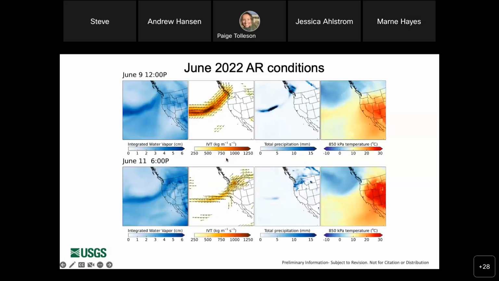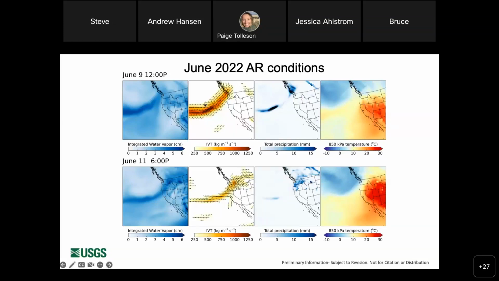So I took out a few snapshots of these conditions just to give you an idea further into what the conditions are. What I'm showing here on the left is integrated water vapor, the video I just showed. This is actually integrated vapor transport that I was talking about. So it's a map of how much moisture and the direction of the moisture is being streamed in the AR. And then the precipitation that goes along with it, and then the lower atmosphere temperature.